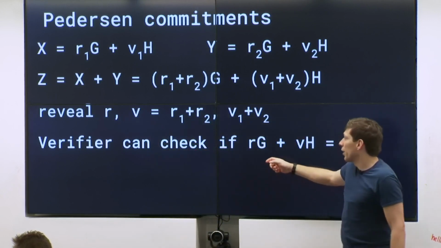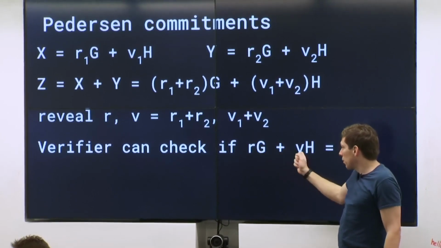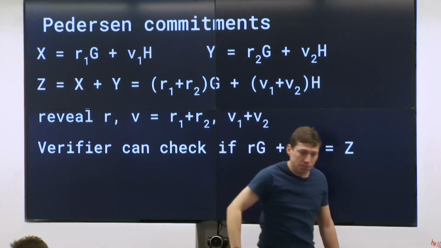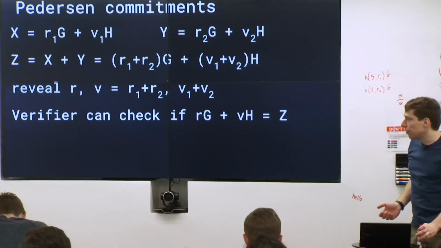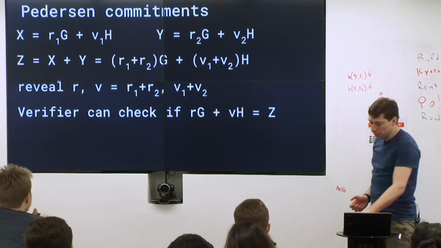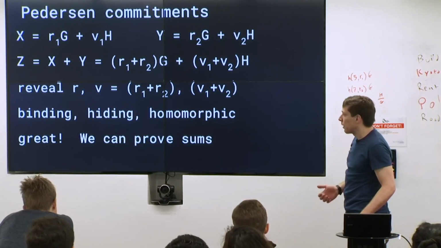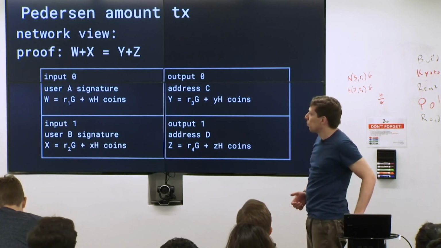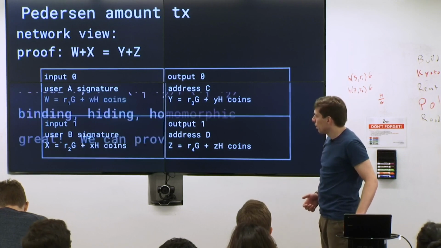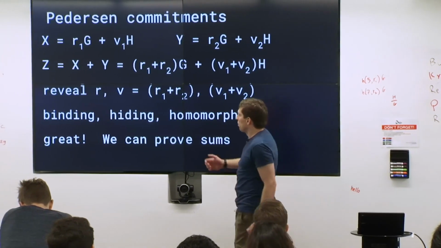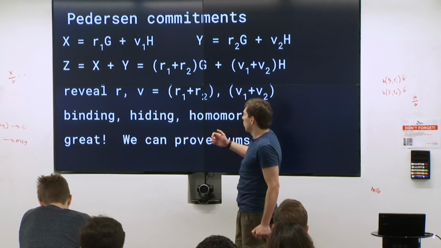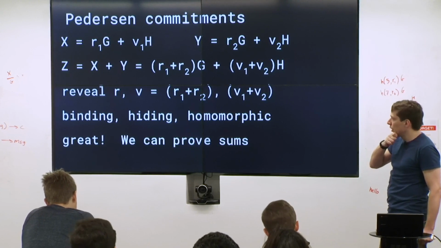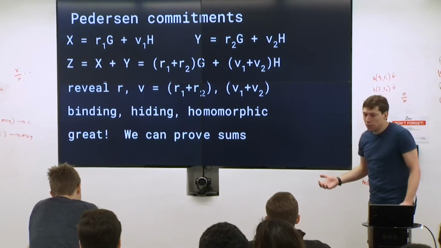And then the verifier can check, okay, is this r they gave times g plus this v they gave times h equal to these two points added together? And if it is, they've sort of proven, okay, the sum. So for example, yeah, it's binding, hiding, and homomorphic. So this would allow us to make proofs, right? Binding, hiding, homomorphic. You reveal the sum of the r's. You reveal the sum of the v's.